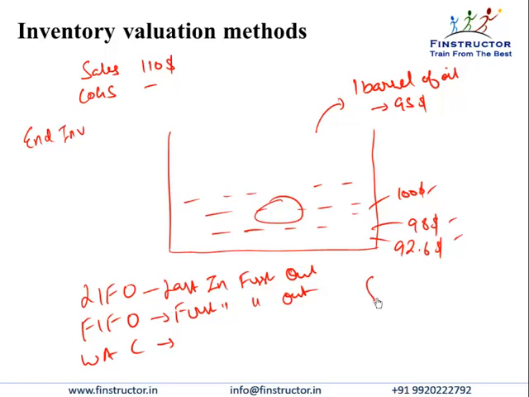In the specific identification method, this is normally done for high value items like jewelry, etc. I actually keep each of these items purchased in a separate container so that I know the cost of each, and I can specifically recognize the cost as the sale is completed. So in specific identification, each unit sold is accounted for its own cost.